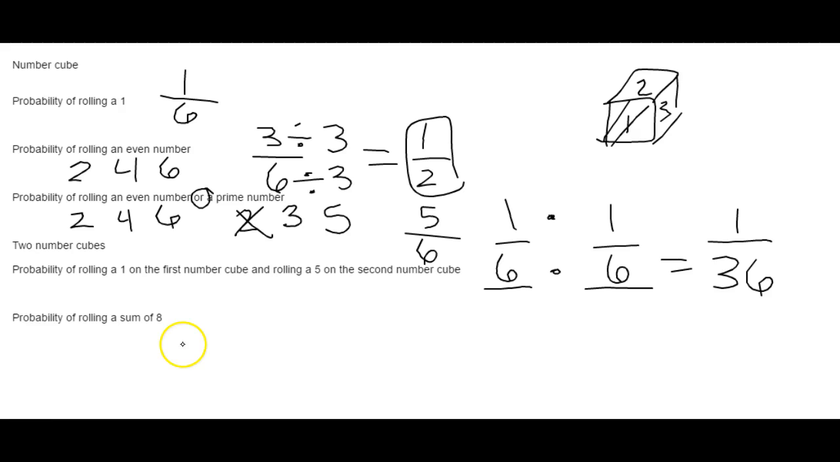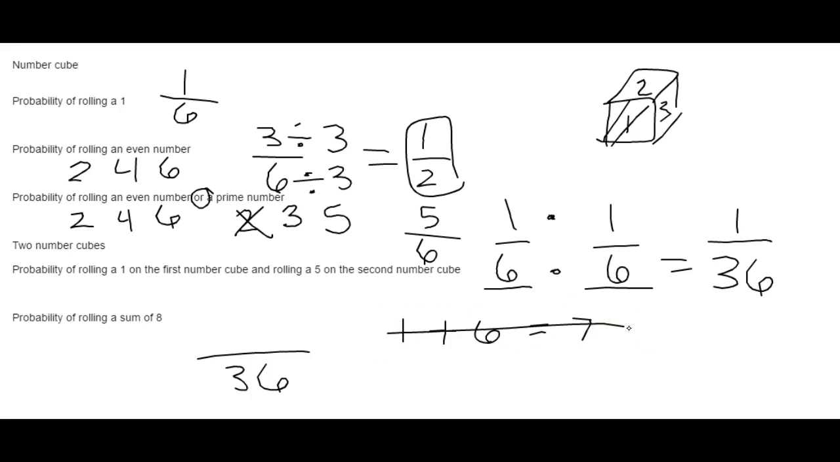So last way to switch it up, probability of rolling a sum of 8. So this one's different. Instead of looking at it as 2 different things, we have to look at it as 1 thing. We do still know there's 36 total possible ways, but we need to figure out, well, how many ways could we get a sum of 8? So looking at our number cube, if we rolled a 1 on the first one, there is nothing on our second number cube that could add up to be 8. The highest number is 6.